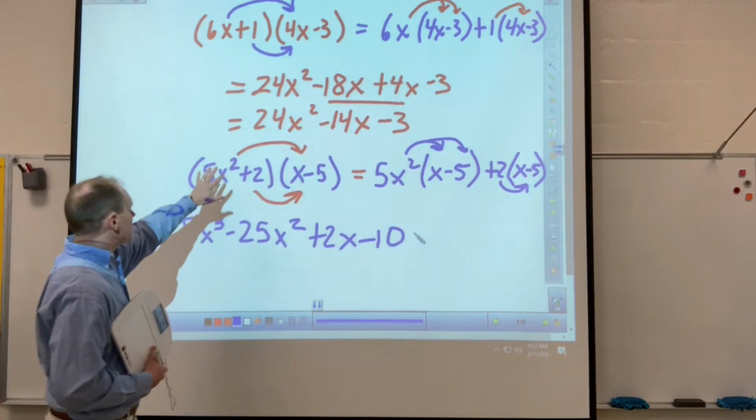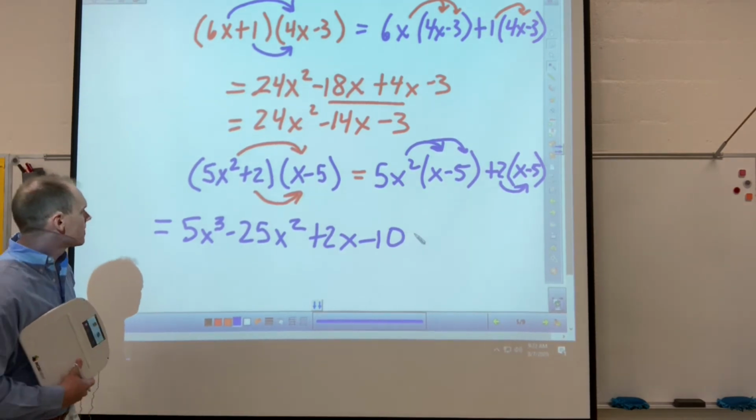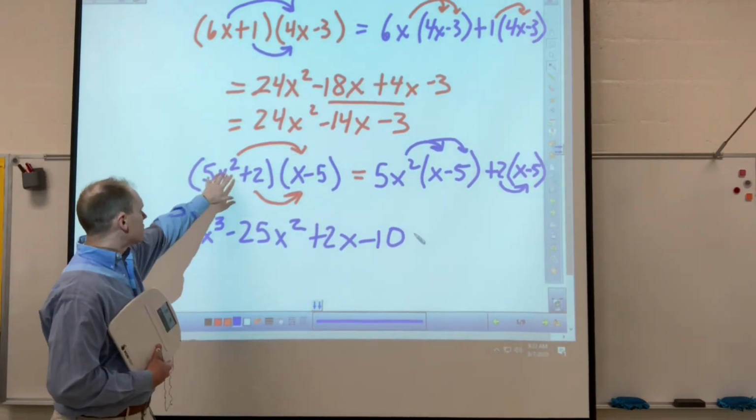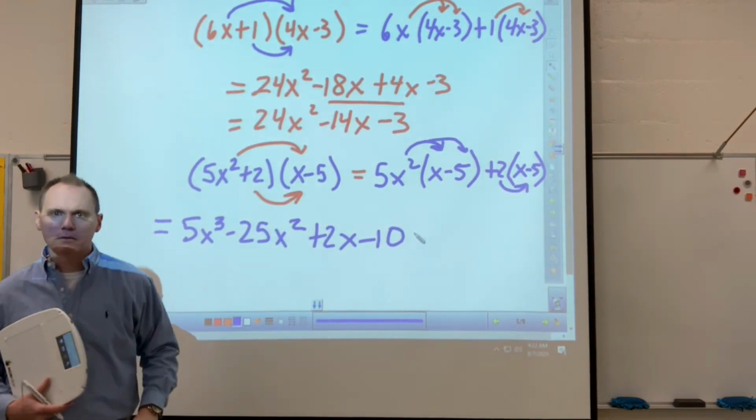So again, we multiplied a polynomial times a polynomial, and we were left with a polynomial. Notice we started with a quadratic times a linear, and we ended up with a cubic.